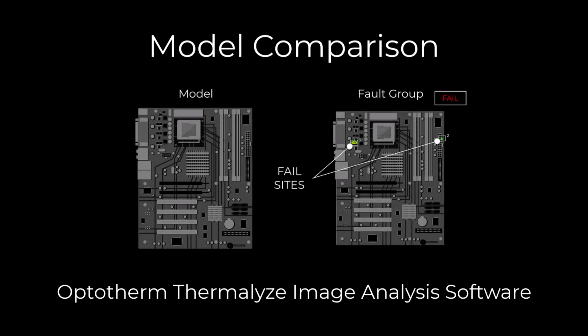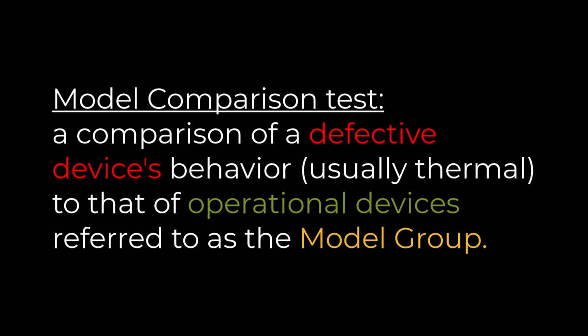This video explains the process of a model comparison test. A model comparison test compares a device's behavior, usually thermal, to that of operational devices referred to as the model group. The comparison is made over a specific period of time and at a number of consecutive time intervals.